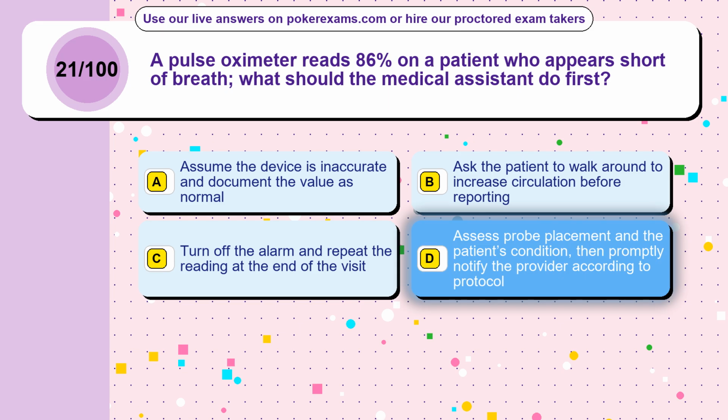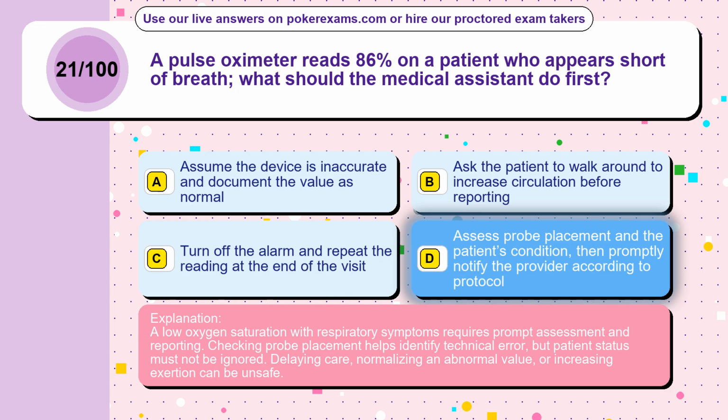The correct answer is option D, assess probe placement and the patient's condition, then promptly notify the provider according to protocol. A low oxygen saturation with respiratory symptoms requires prompt assessment and reporting. Checking probe placement helps identify technical error, but patient status must not be ignored. Delaying care, normalizing an abnormal value, or increasing exertion can be unsafe.